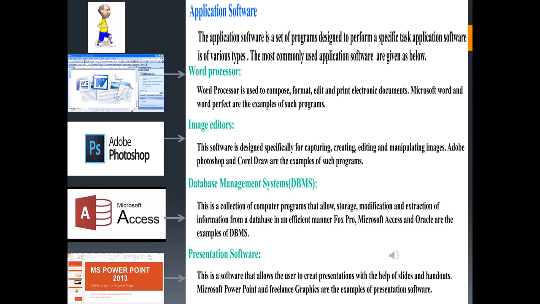For example, MS Access. And the last one is presentation software. This is software that allows the user, who are the users? We are the users, to create presentations with the help of slides and handouts. Handouts means animations, etc. For example, MS PowerPoint is the best example for presentation software.